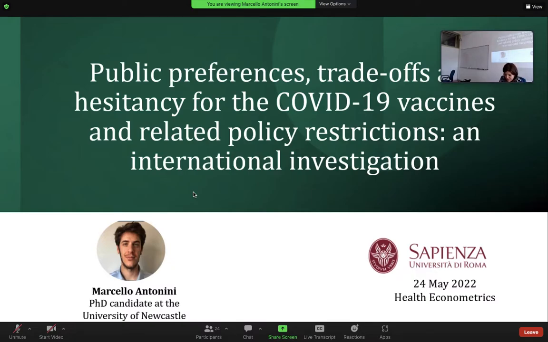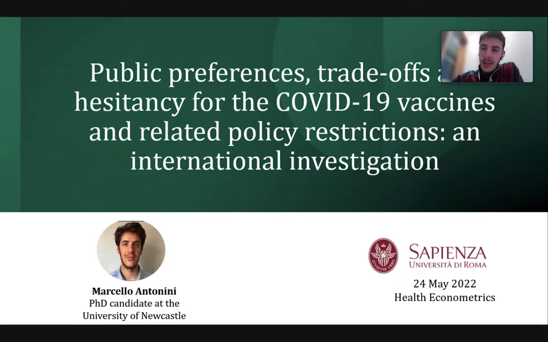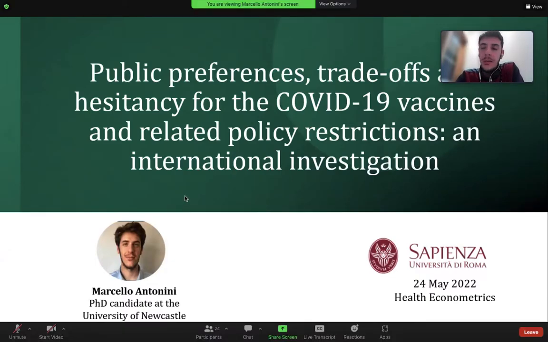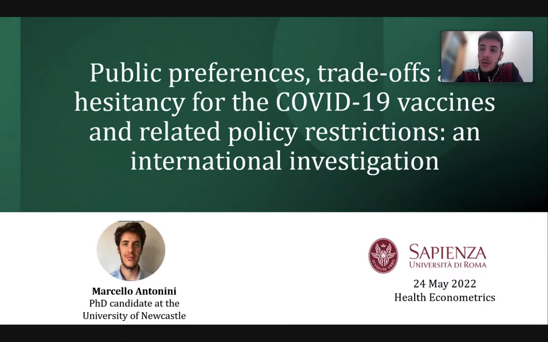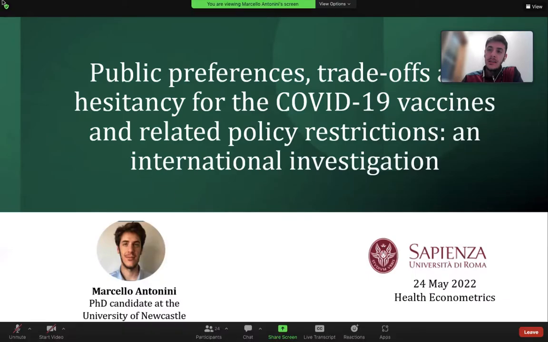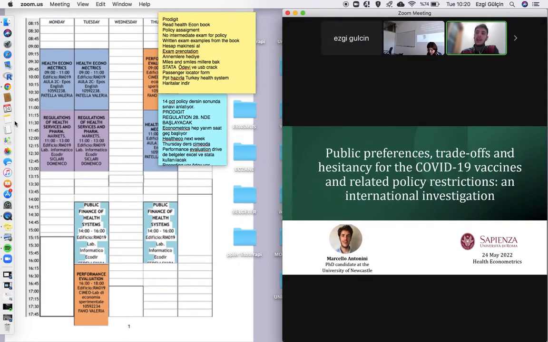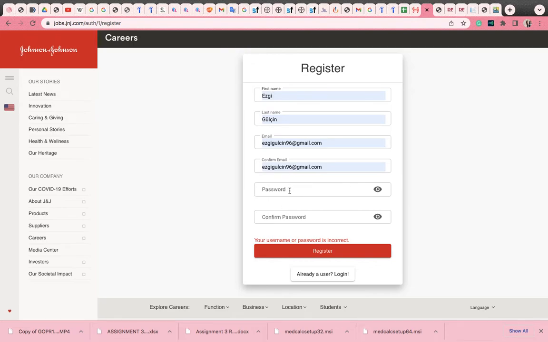So I'm a PhD at the University of Newcastle in Australia, and as part of my PhD research, I'm investigating the public preferences and the trade-offs, and also clearly the hesitancy for the COVID-19 vaccines and the related policy restrictions. This is a chapter of my thesis that concerns mainly the analysis and the investigation of the trade-offs that we faced during the initial policy responses to the pandemic from policy-making perspectives, but also from the general public.